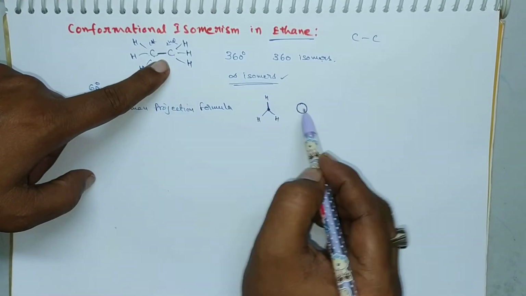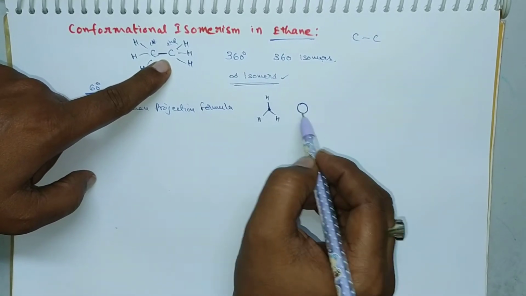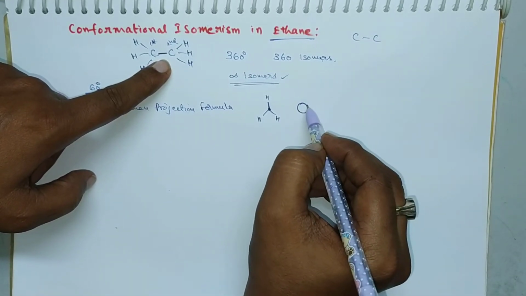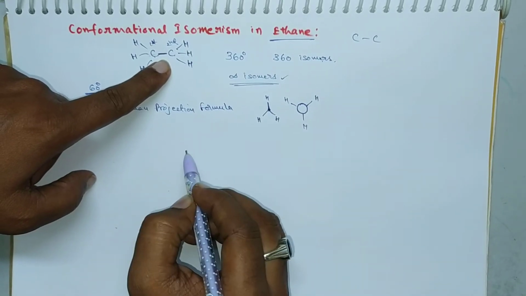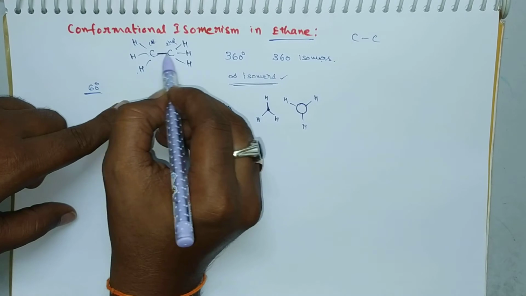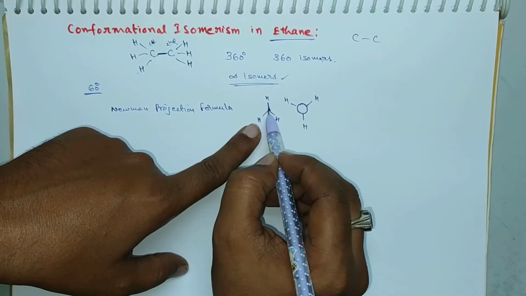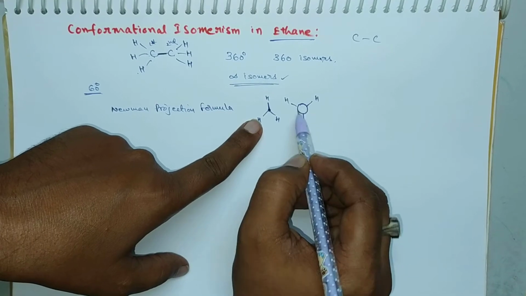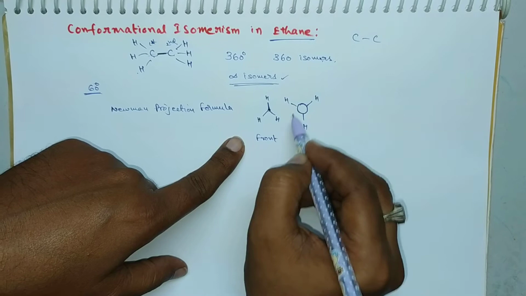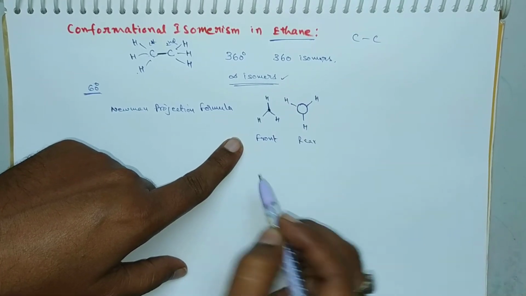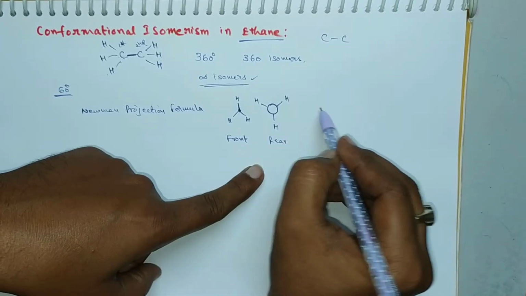And the second carbon is represented by a circle. This also carries 3 hydrogens, like this: 1, 2, 3 hydrogens are there. And there is a carbon-carbon bond in between them. So if you put a bond between this carbon and this carbon, now this dot indicates the front carbon and the circle indicates the rear carbon.